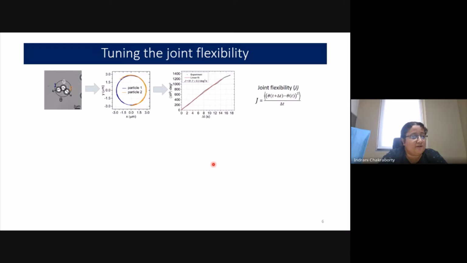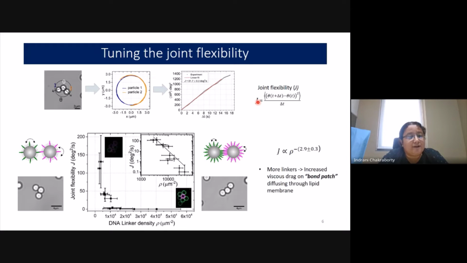So how do we measure the joint flexibility of these flexible joints? Basically, we first plot the mean square displacement of this angle theta between the two outer particles and the central particle. So we measure this angle theta, and the slope of the mean square displacement plot with respect to time gives a quantity called the joint flexibility J. And we immediately see that this joint flexibility is strongly dependent on the linker density. That means how many DNA you put per unit area on the surface of the colloids.